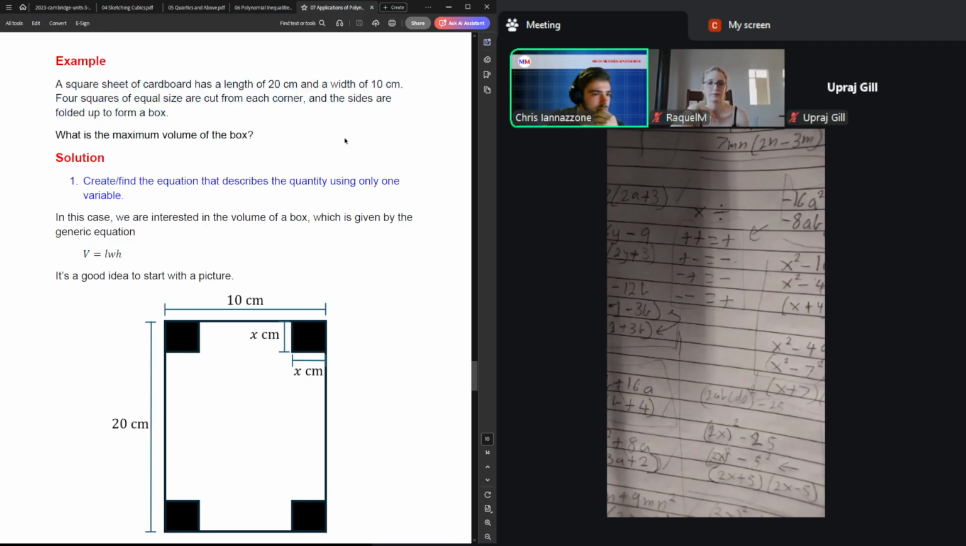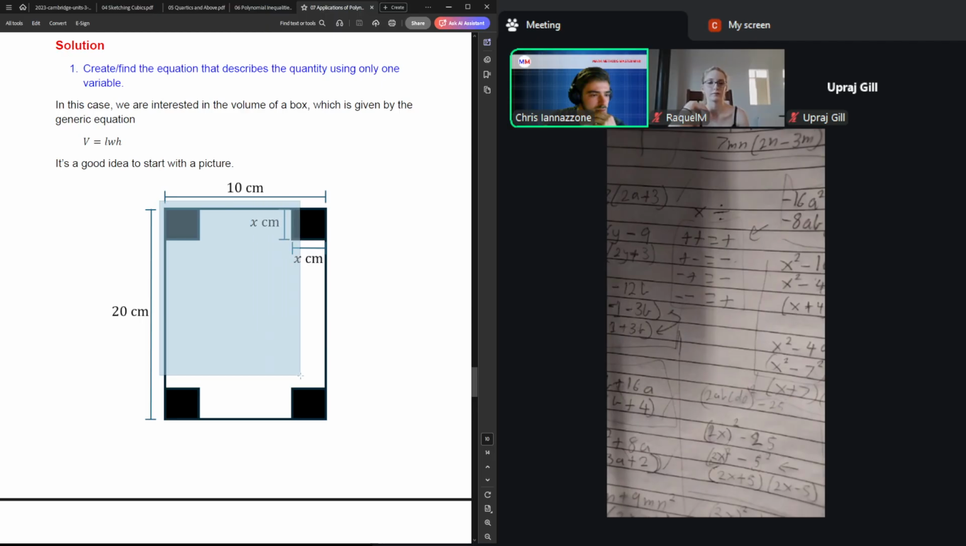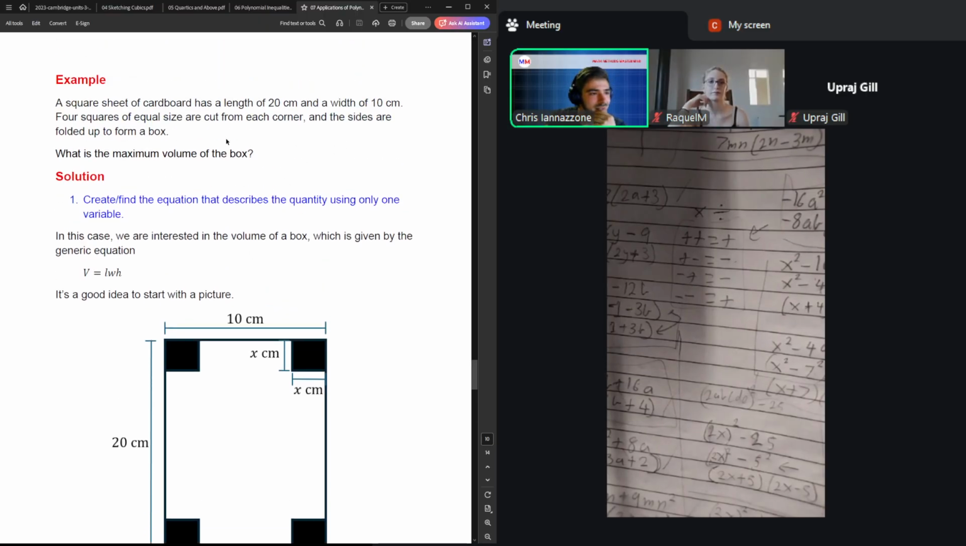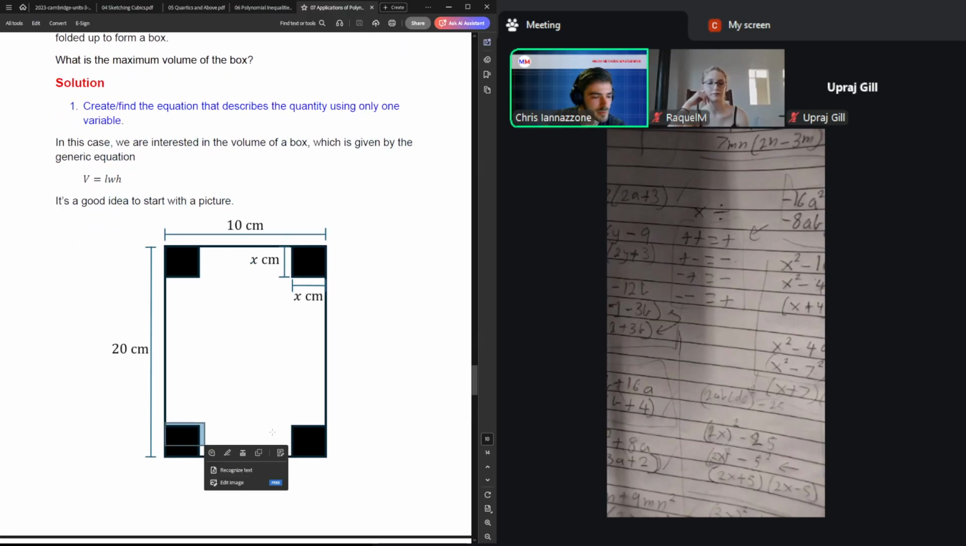This one didn't come with a picture. If you get a question that doesn't come with a picture, draw your own picture always, because it makes it a lot easier to know what's actually going on. Like, for instance, we weren't told what the size was that was cut out from each corner, but we know that they are equally sized, and we know that they are squares, so that makes it a lot easier to actually notate what's happened in the diagram.